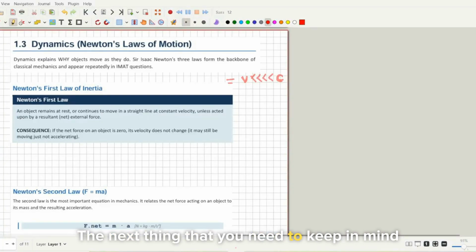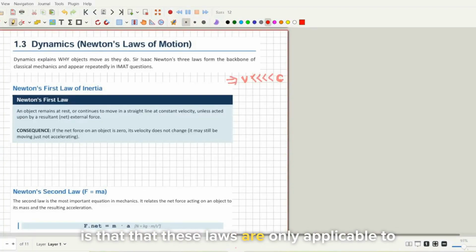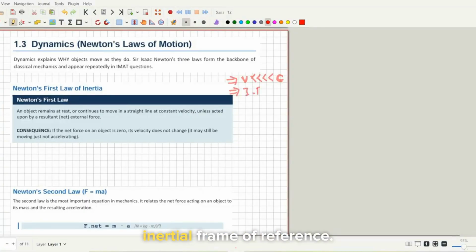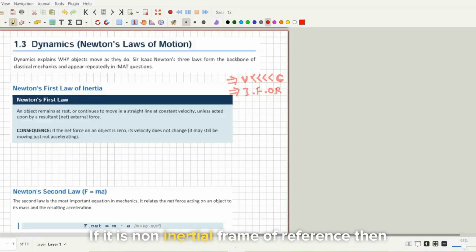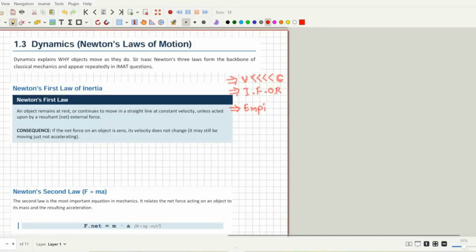The next thing that you need to keep in mind is that these laws are only applicable to an inertial frame of reference. If it is a non-inertial frame of reference, then these laws will not be applicable. And these laws are actually empirical laws. You have to know what these laws are. These are empirical.